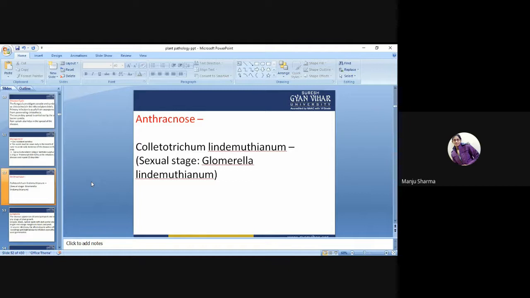Then the next disease is anthracnose disease. The pathogen is Colletotrichum lindemuthianum, and during the sexual stage it will be called Glomerella lindemuthiana. The pathogen is the same, but their sexual stage and their vegetative stage will be different.